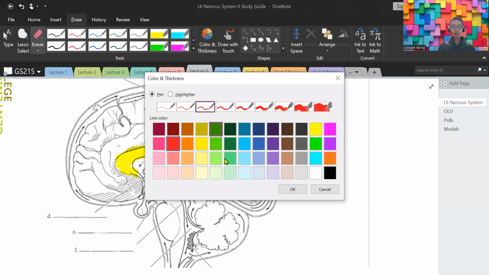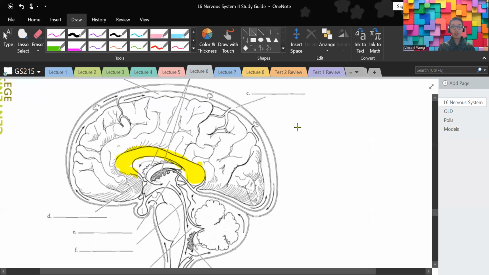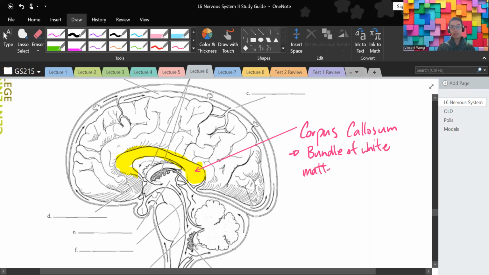Corpus callosum. Very good, Tina. That is the corpus callosum, okay? Corpus means a bundle. Callosum. It's a bundle of white matter, okay? Bundle of white matter for communication between the hemispheres.